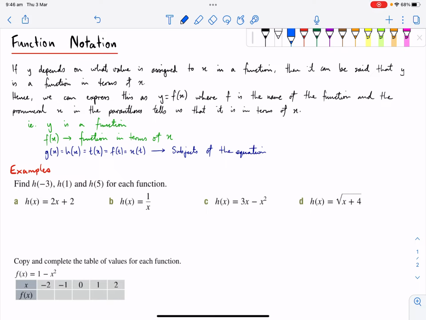So let's have a look at these examples that will help you get through your work. And also, being in video format, it will benefit you because you can go back and replay the video as many times as you need to. So let's just get started.